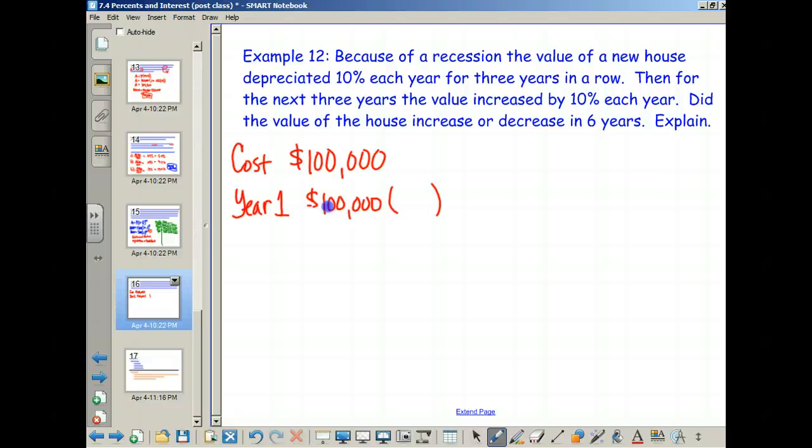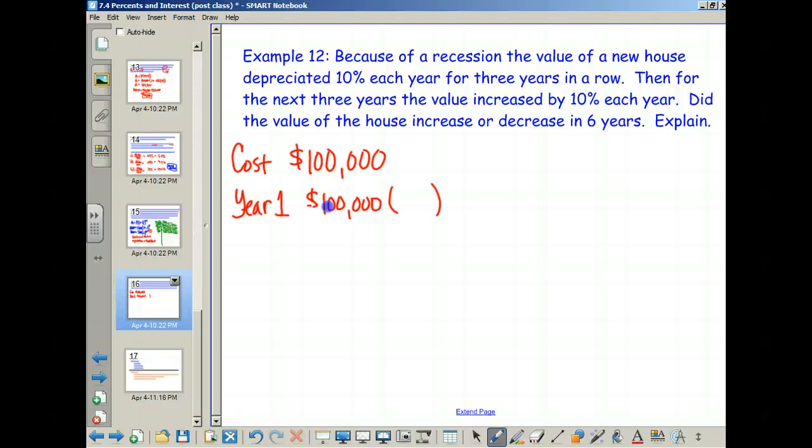What could I do to find the decrease of 10% if the house is more than 1 year old? Okay, I could find what 10% is, right? Of 100,000, I can subtract it. So what is 10% of 100,000? 10,000, and then 100,000 minus 10,000 would be 90,000. Okay, so you could find 10% and then subtract.